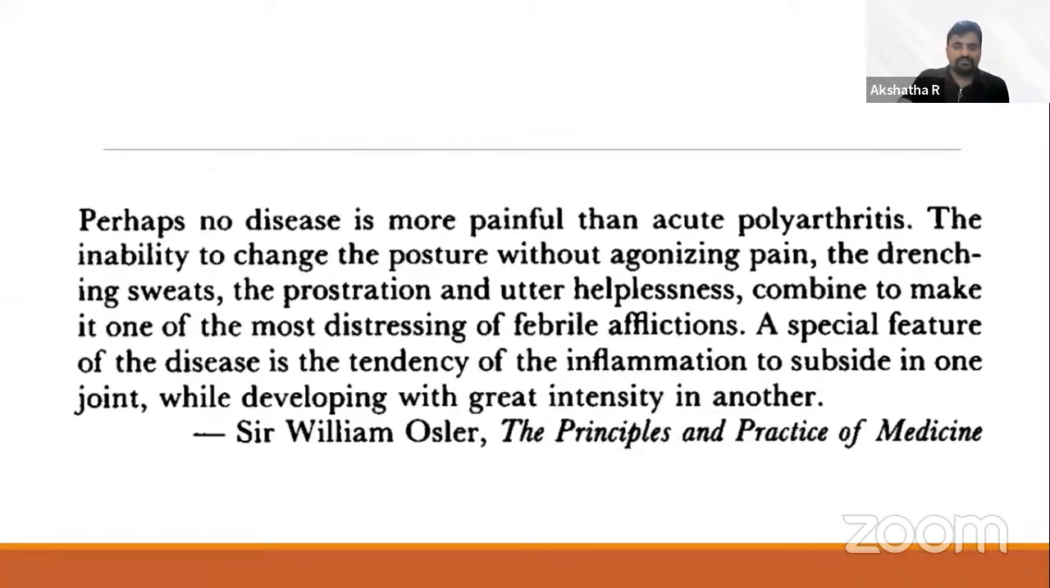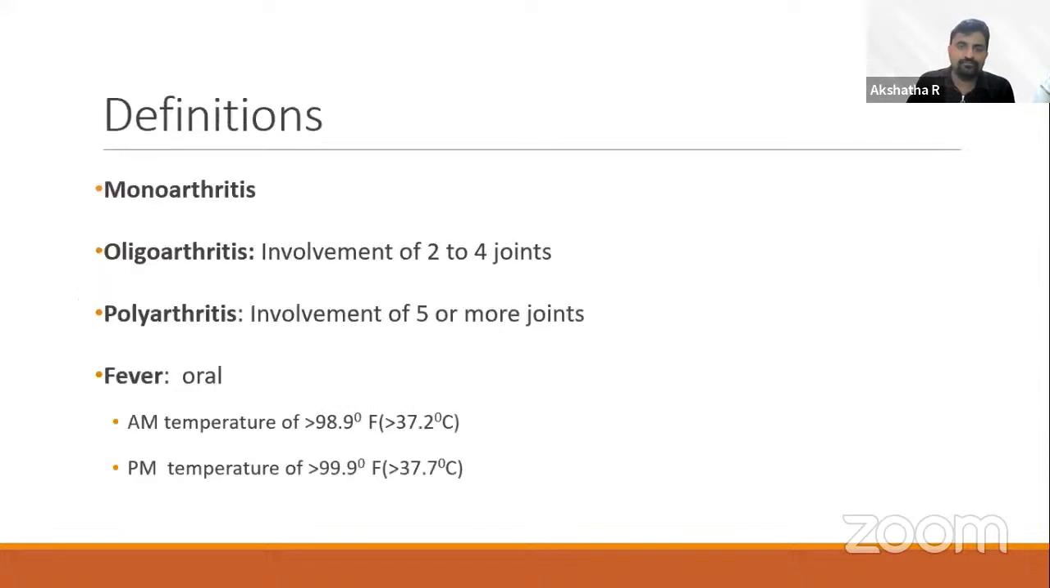Okay, so we'll start with the great lines by Sir William Osler about arthritis. He says that there is no disease more painful than acute polyarthritis. The inability to change the posture without agonizing pain, the drenching sweats, prostration, and utter helplessness combined with the distress of febrile affiliations. So, this is the distress and misery associated with acute polyarthritis, as said by William Osler.